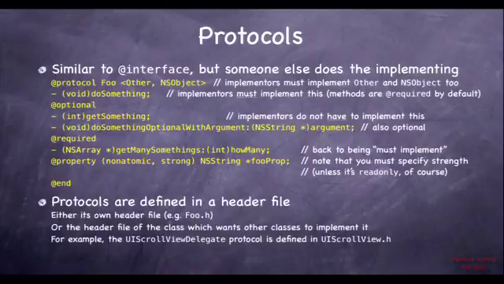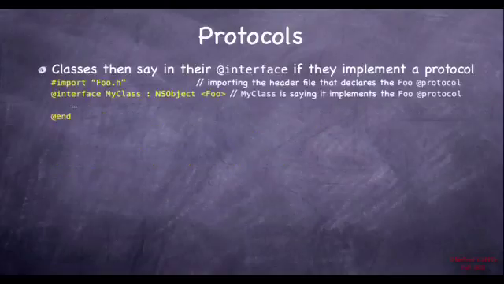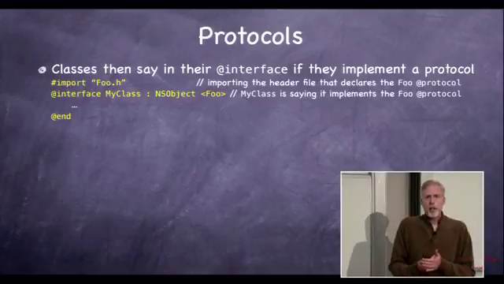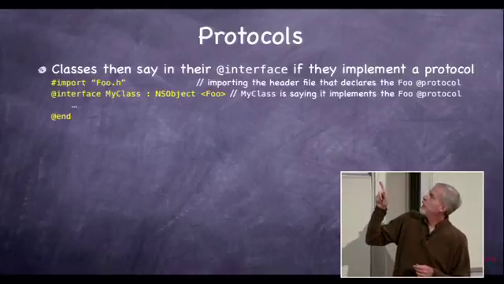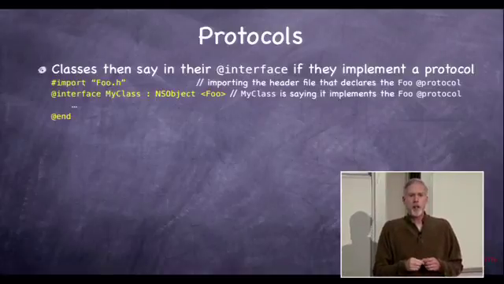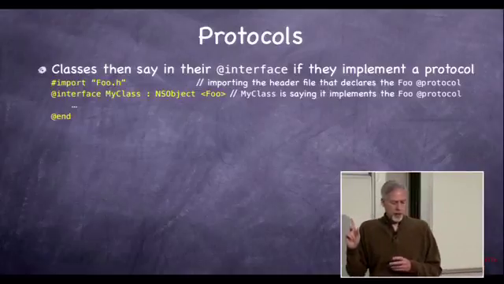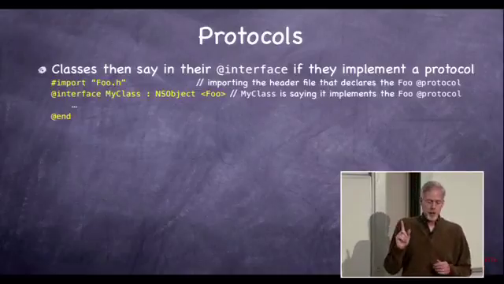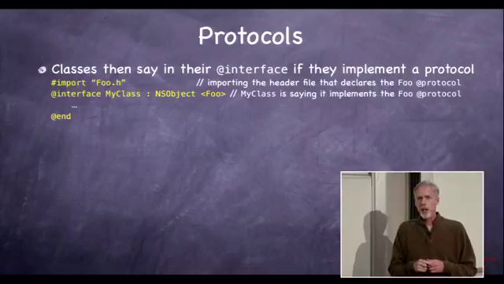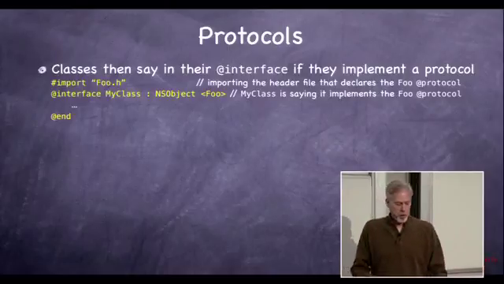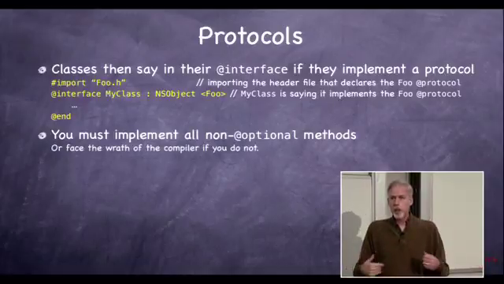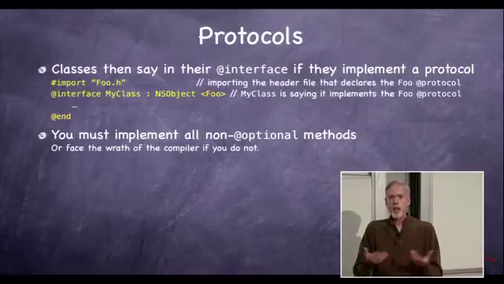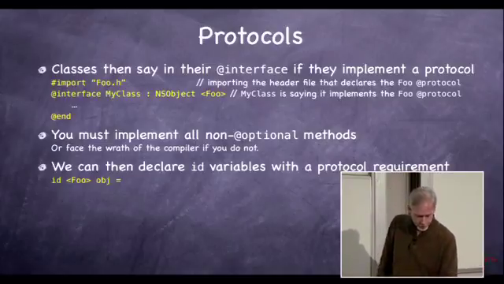And you can also put it in its own. It totally doesn't matter. So you've got a protocol declared somewhere. Classes then say that they implement a protocol by using the angle bracket notation on the end of their @interface. So this class, MyClass, inherits from NSObject, and it implements the protocol Foo. Okay? So I'm declaring that I implement the protocol Foo. Well, now I have to implement all the non-optional methods in Foo, and if I don't, the compiler will complain. The compiler will say incomplete implementation if you don't implement all the required methods in the Foo protocol.